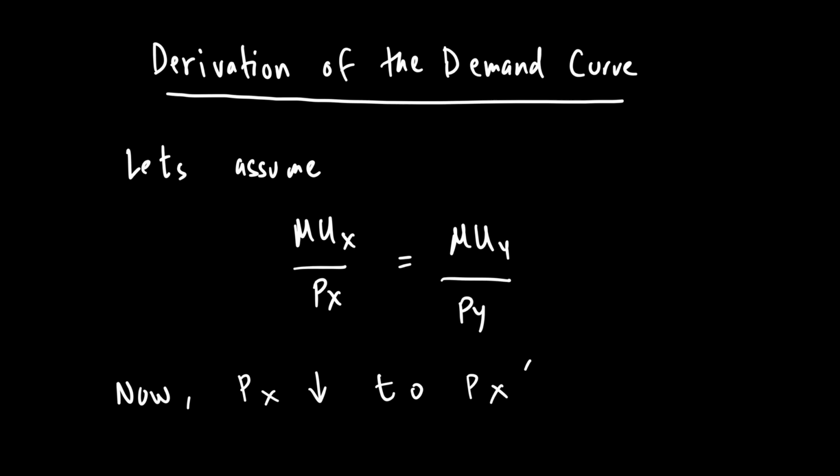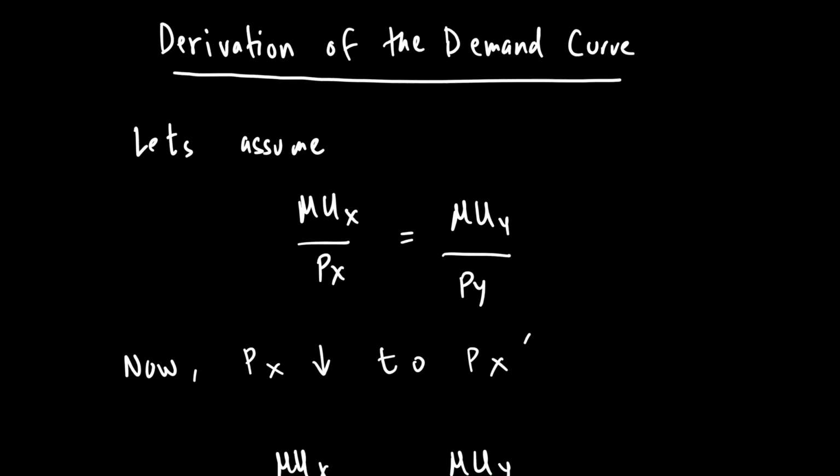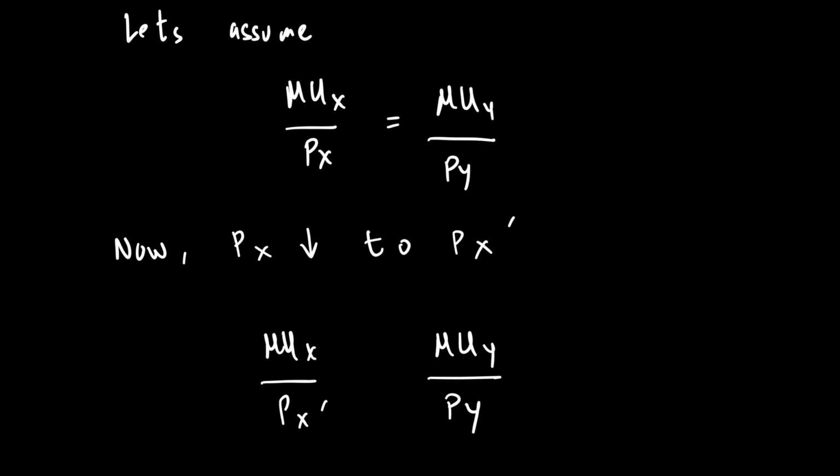Now, what if price of X goes down to PX dash? Then MUX over price of X dash will now be different than MUY over price of Y. Previously the price of X was PX, now it's PX dash. When the denominator becomes smaller, the left hand side will become greater than the right hand side. So MUX over price of X dash will become greater than MUY over price of Y. Does that make sense, guys? Why? Because now the price of X is going down.